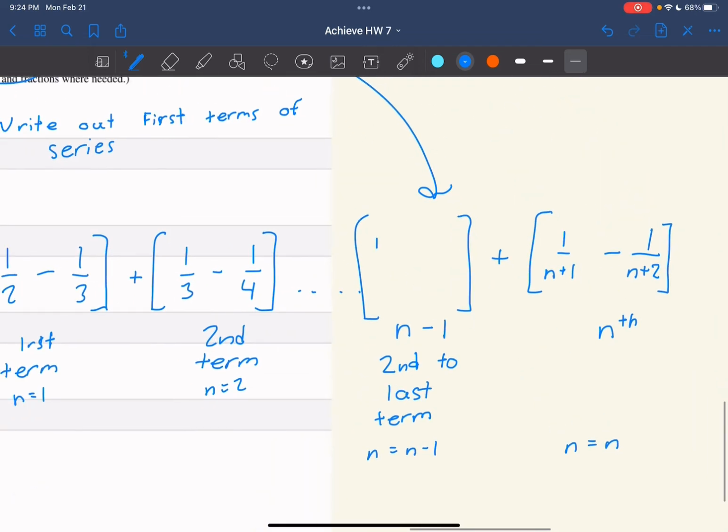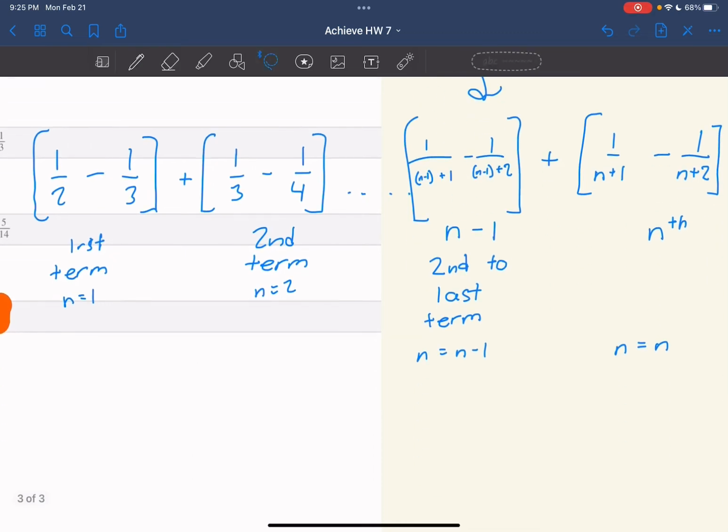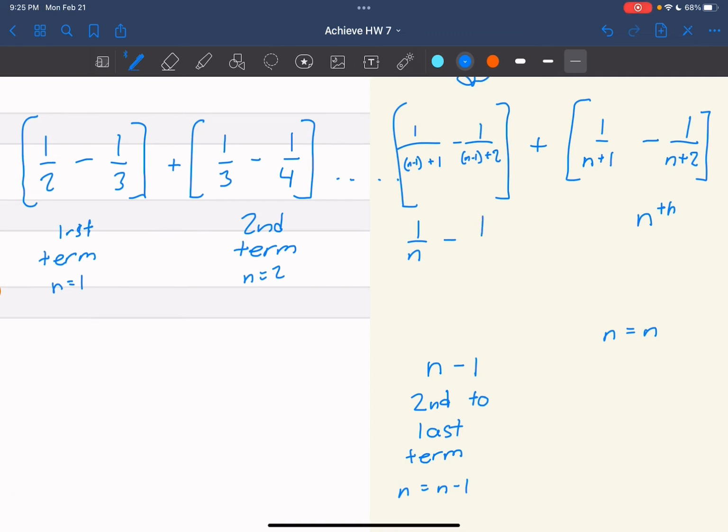So when we have 1 over, I'm going to put a space for now, minus 1 over space plus 2. Now, what we've been doing is just plugging in values to these, right? So this time is no different. We're going to plug in n minus 1. And you can see what you get here. You're going to get 1 over n minus 1 plus 1, which is 1 over n, minus 1 over n minus 1 plus 2, which is 1 over n plus 1.